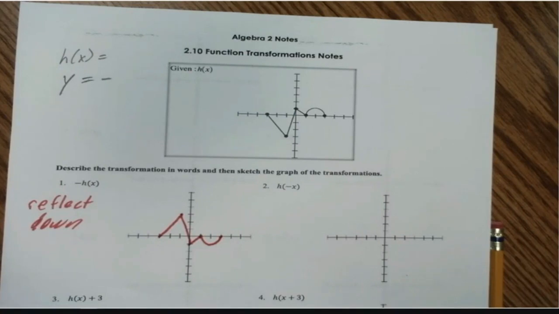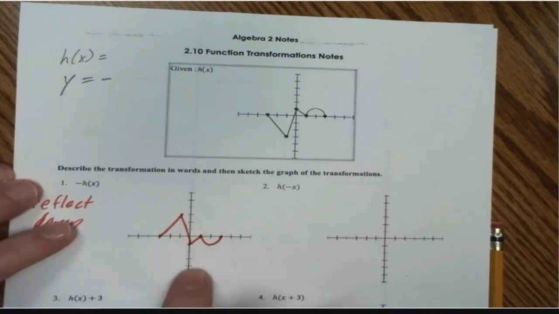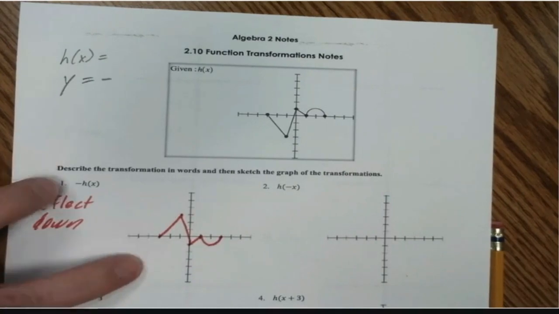So there you go. Ryan says reflects across the x. In this case, yes, it does. It reflects downward. So all the positive y's become negative y's.